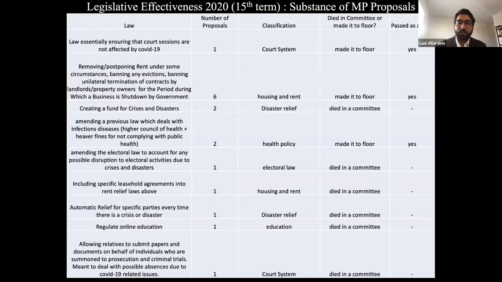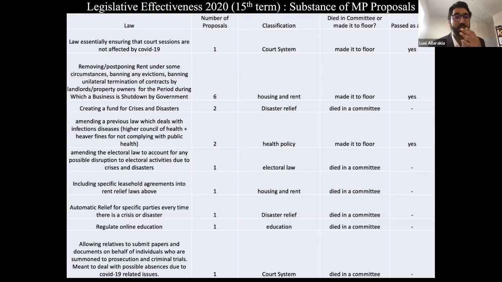If we look at the 3 laws that were passed, and I need to make it clear here that when I say number of proposals, sometimes MPs submit proposals on specific issues that cover the same law. So essentially, once they go into committees, what the committee does is it consolidates all of these proposals into one law. So in this case, for example, you had 6 laws which had to deal with renters' rights, and they would allow for the removal of rent payments or postponing them, banning evictions, banning unilateral termination of contracts by landlords. So all of these, there are 6 law proposals that dealt with this. They were consolidated into one law, and that law actually made it out of the committee onto the floor.